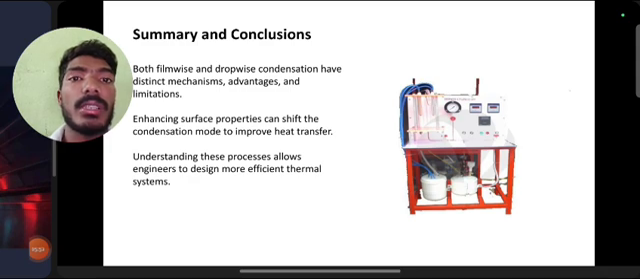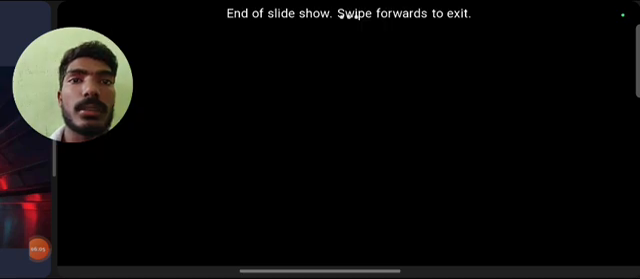Summary and conclusions. Understanding this process allows engineers to design more efficient thermal systems. Both film-wise and dropwise condensation have distinct mechanisms, advantages and limitations.